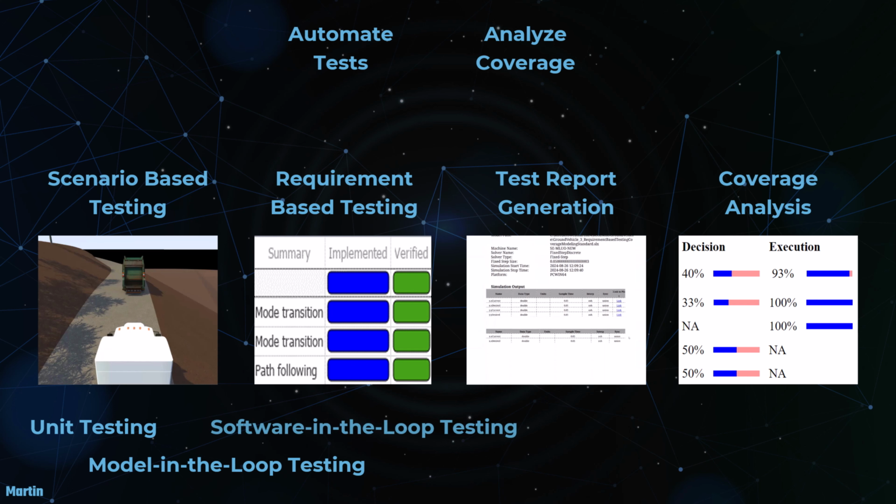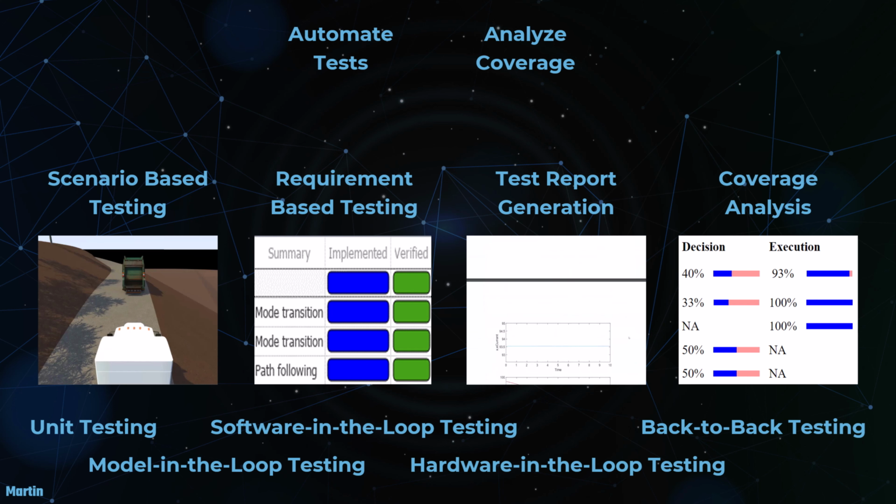You might be familiar with unit testing, model-in-the-loop, MIL testing, software-in-the-loop, SIL testing, hardware-in-the-loop, HIL testing, and back-to-back testing. All of these testing methodologies can be automated within Simulink, streamlining the verification process and ensuring consistency across different stages of development. This automation capability helps to efficiently verify the functionality and performance of the system under various conditions.